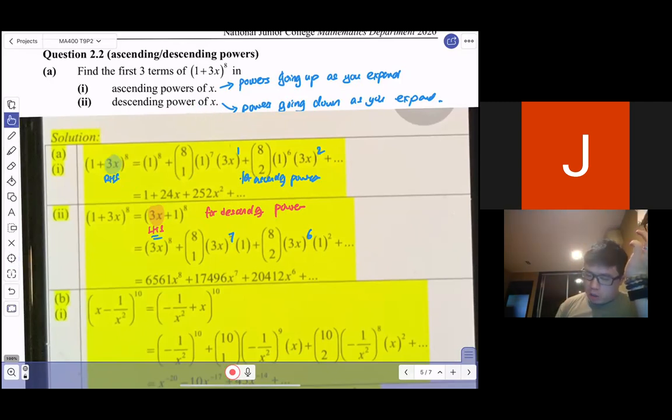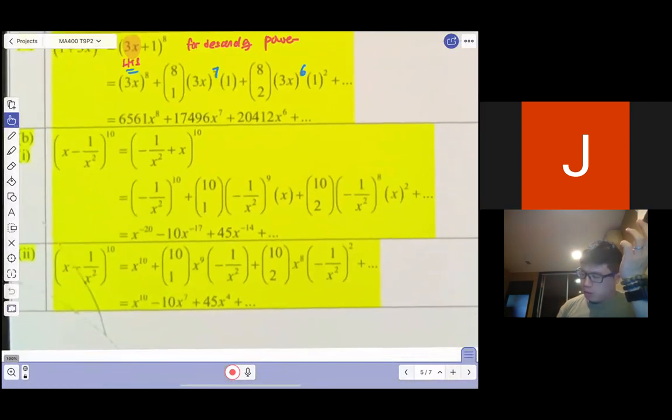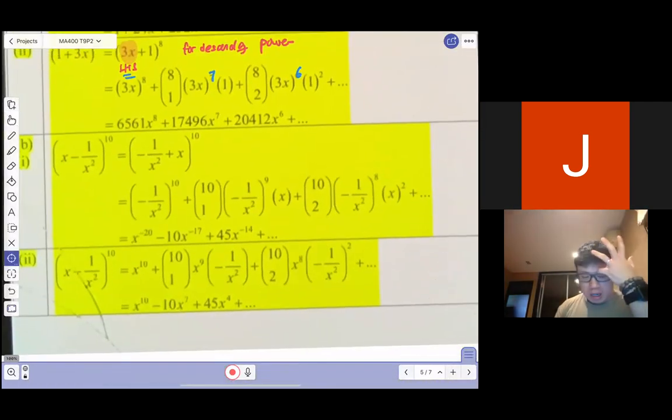For the next one, I need to expand, also the same thing. If I do it in ascending powers, I have to see which is the more powerful one. x minus 1 over x. You can see that I swap, and this term is dropping in power, this one is going up. Also you can see x is going up, x squared, 1 over x squared, 8. You can see that the powers are slowly increasing.